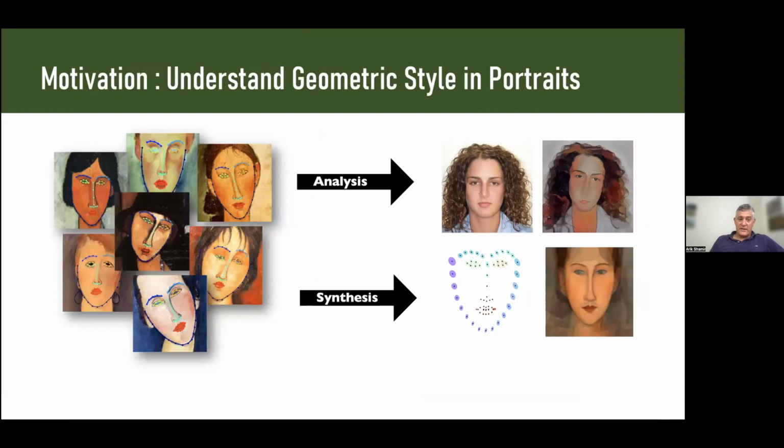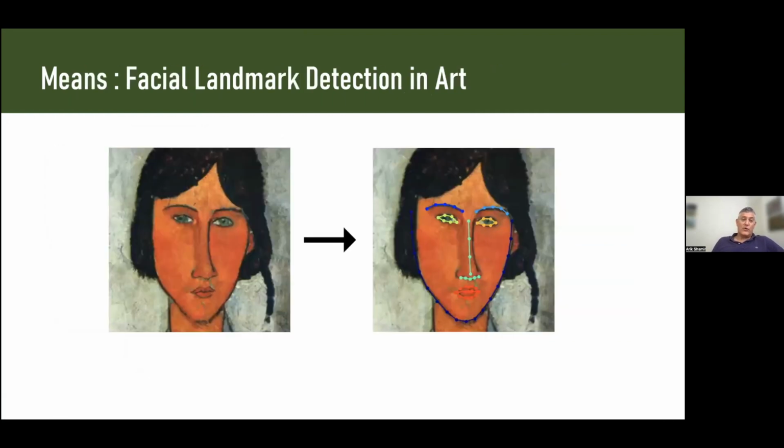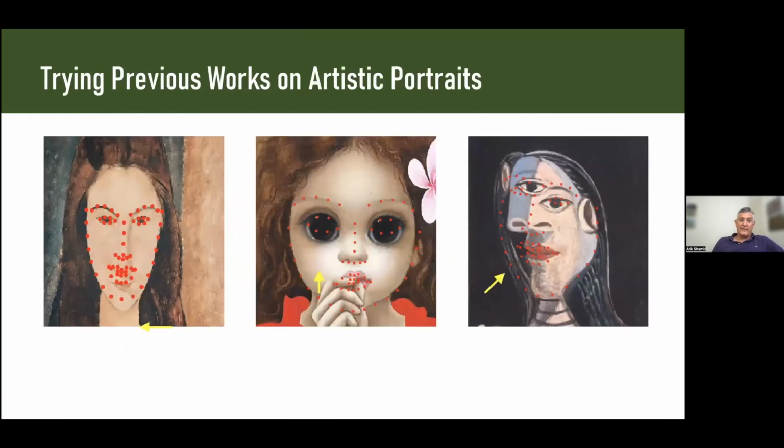So the motivation in this work was really to try and understand the geometric style in portraits. You have many portraits drawn throughout history, and many of them contain geometric style. We first want to analyze this style, and then we want to synthesize new results based on this specific style. So how did we manage to do that? I've already shown you that facial landmark detection is a very common algorithm in computer vision today. Unfortunately, when you look at results of previous work on artistic images, as I showed you before, you get serious artifacts and they don't work well.